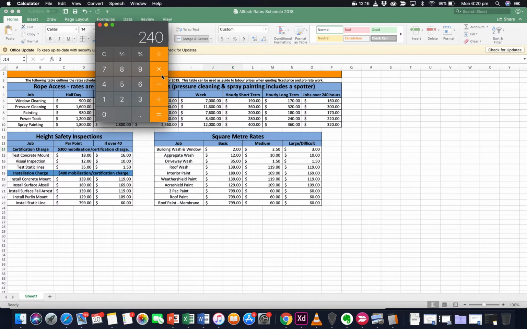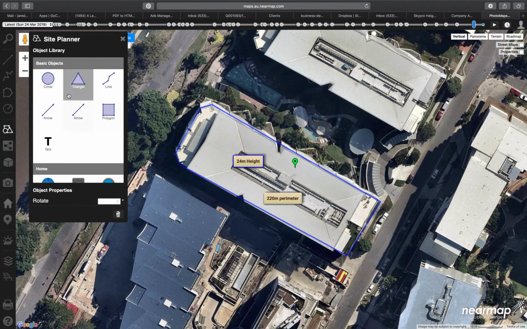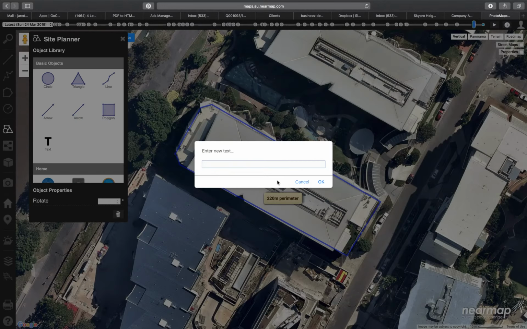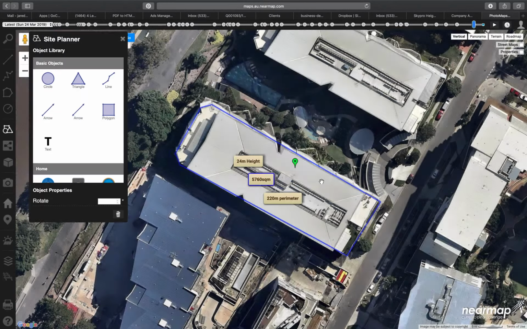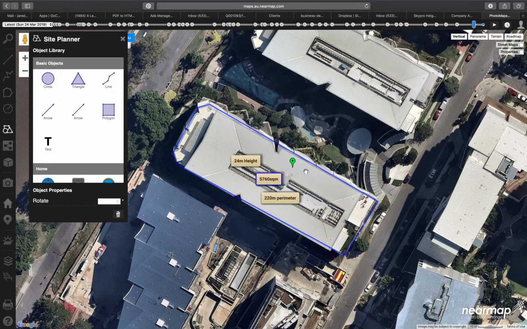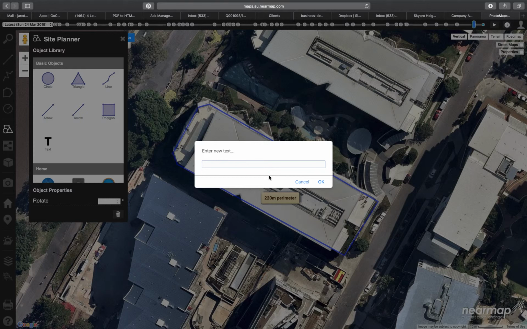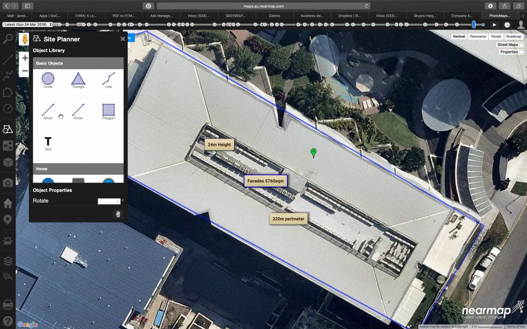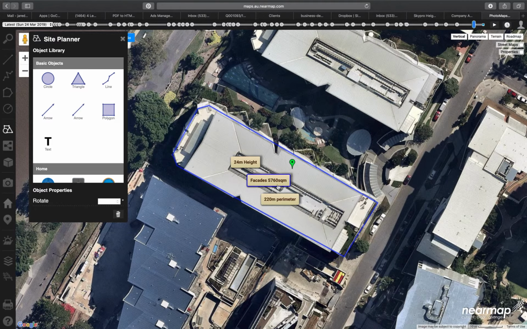240 times 24 equals 5,760. So let's put that on here. 5,760 square meters. Might just put that's the facades, so people don't get it confused in the future thinking it might be the rooftop or something like that. Okay, so we've got 5,760 square meters of facades.